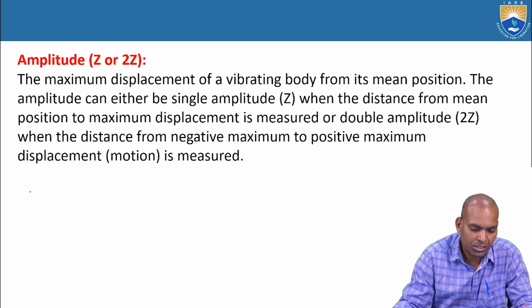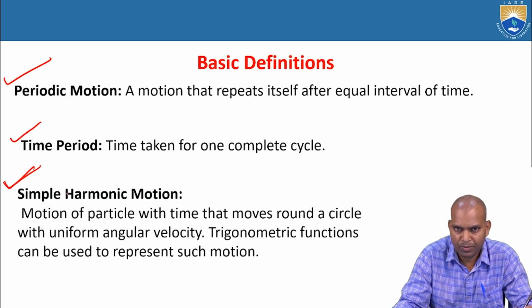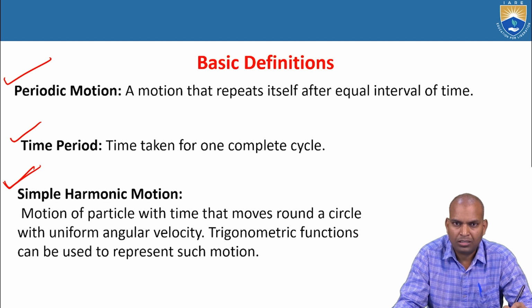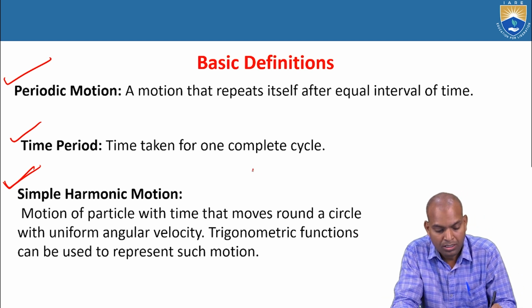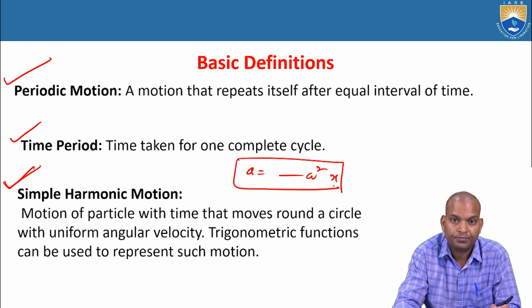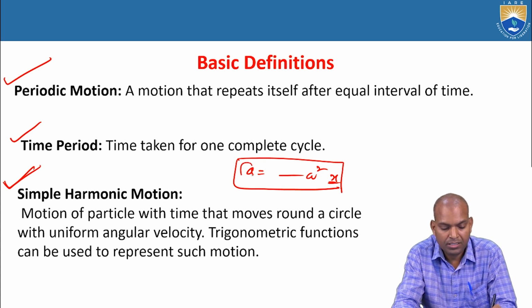This simple harmonic motion is also mentioned as being directly proportional to the displacement, and the acceleration acts in the opposite direction to the displacement. That is simple harmonic motion: acceleration a equals negative omega square x. Here x is the displacement and a is the acceleration. This acceleration always acts opposite to the displacement.